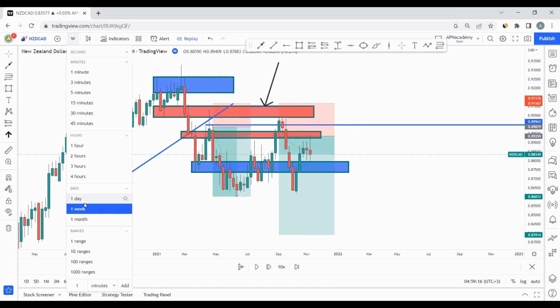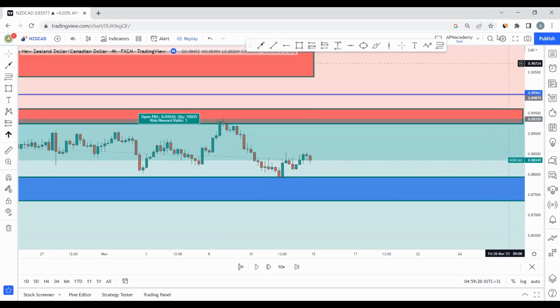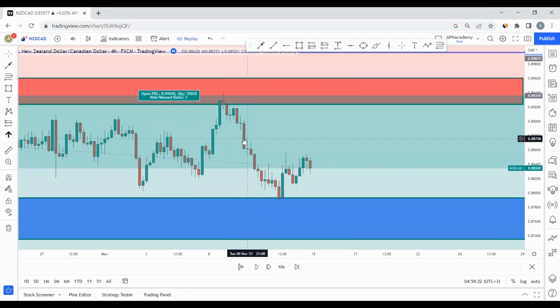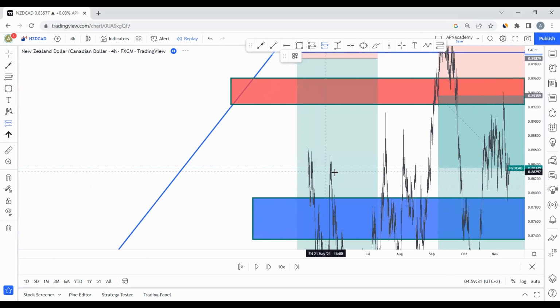So when you go back to H4, let me just go back to H4. We have missed a good entry. Of course, our entry was supposed to be around here, but what I'm going to do is just take this trade at current price. Let me just reduce this. Guys, I hope you're following.